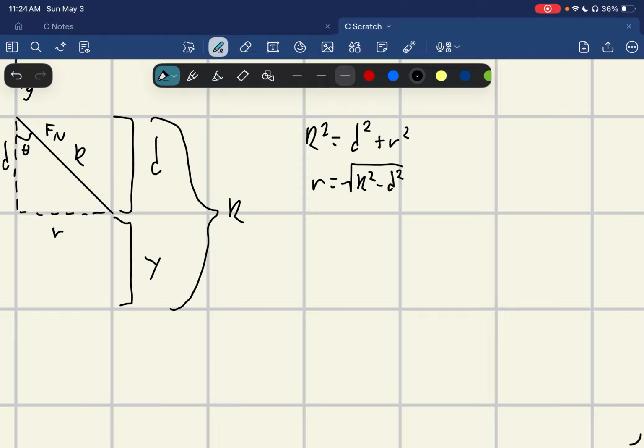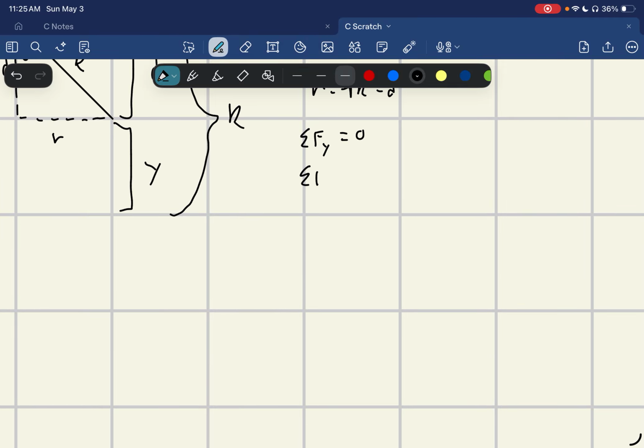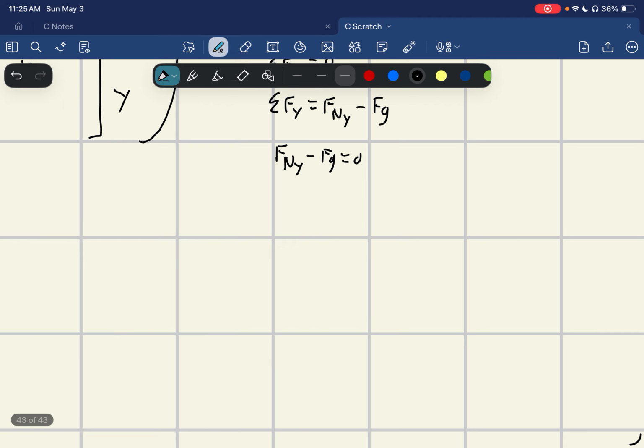Okay, so we know that net force in the y direction is equal to 0. We also know that net force in the y direction is equal to Fny minus Fg. Then we're going to equate those two together. Fny minus Fg is equal to 0. We can open up Fny to Fn cosine theta, and then Fg to mg, and then add it over to the other side. And then to isolate for Fn, we divide by cosine theta. So Fn is equal to mg all over cosine theta.